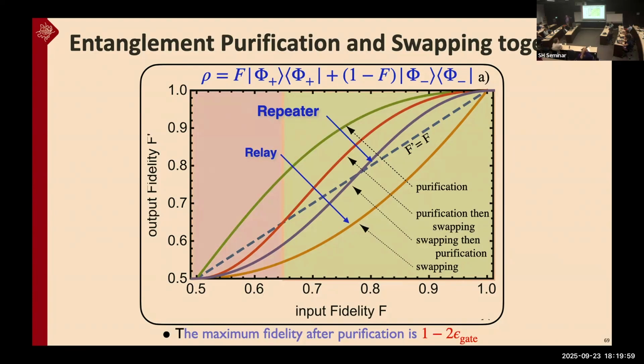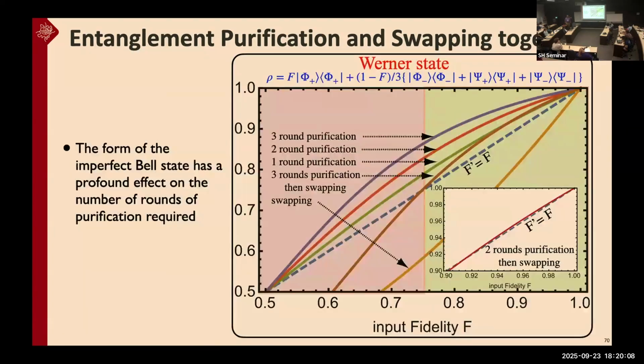What happens when I have the Werner state? White noise plus Bell state. Good luck. And this is a crowded figure, okay? I'm looking here basically at a curve here. So I'm saying what the 1 round, 2 rounds, 3 rounds of purification. But the curves really are to look at this curve here, okay? Which is 3 rounds of purification plus swapping, okay?